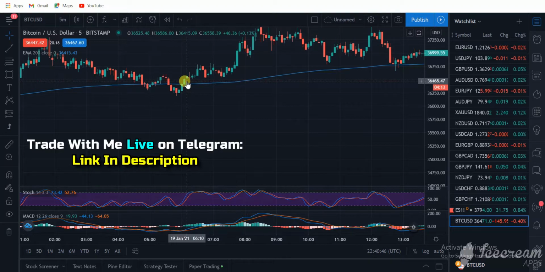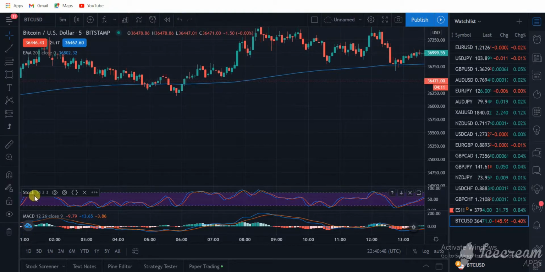And why did I say we need the stochastic? The stochastic comes into play for confirmation, guys. The stochastic is a confirmation indicator for this strategy. So we want to see a cross of the MACD above, and price must be above the 200 EMA line, and the stochastic lines, the blue and the orange, must be touching the 70 region of the stochastic indicator.